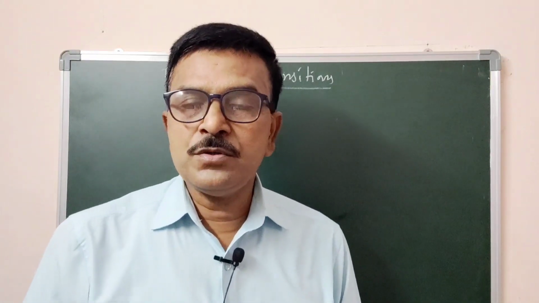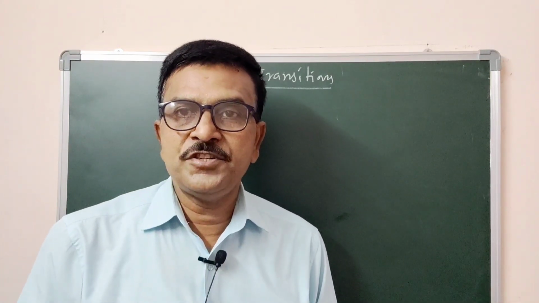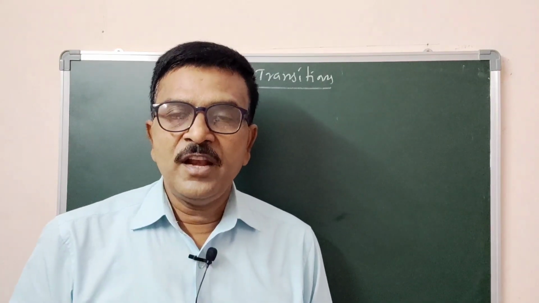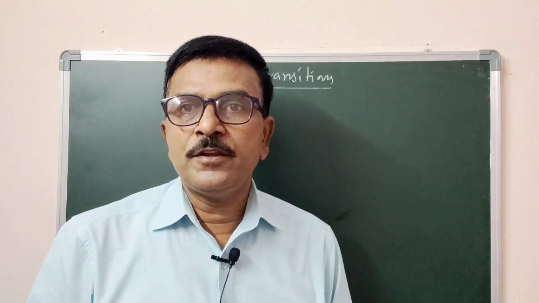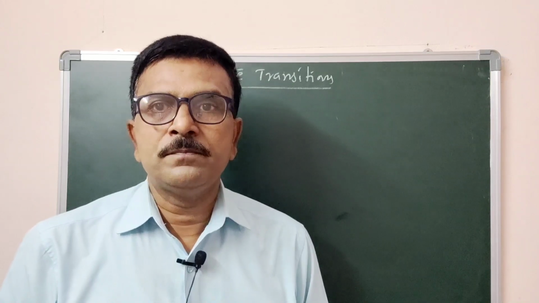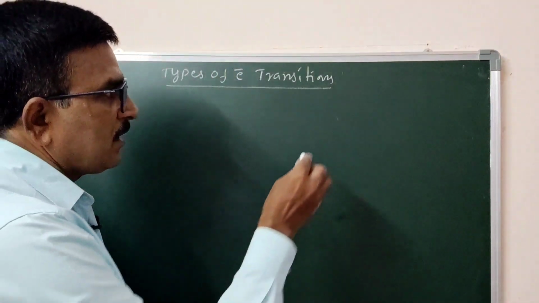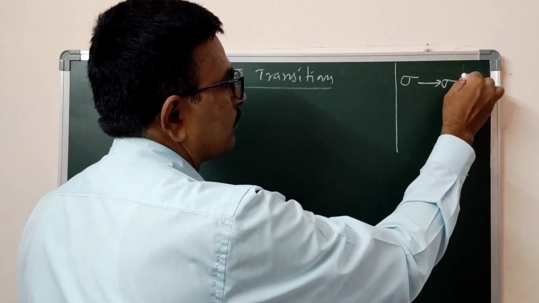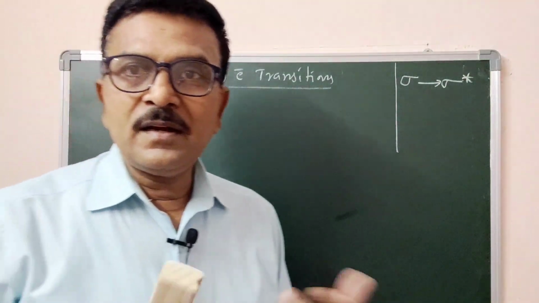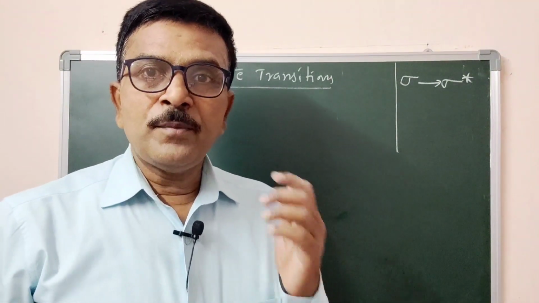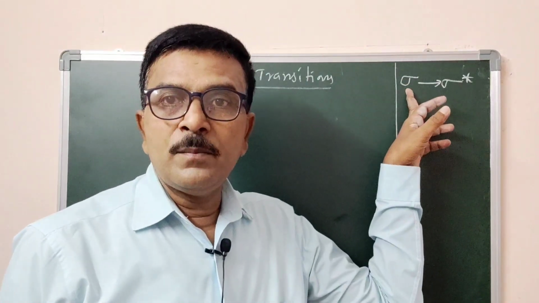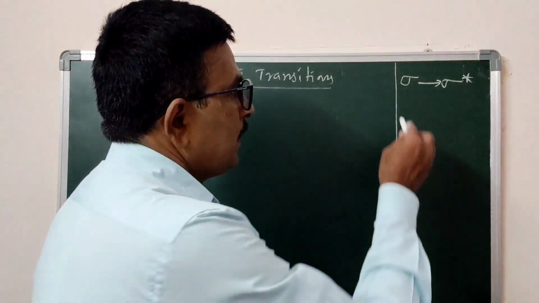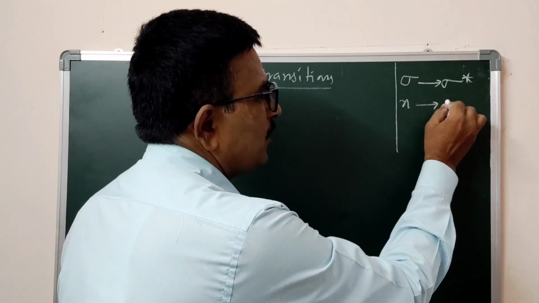According to the selection rules, 4 types of electronic transitions are possible for a molecule once it absorbs ultraviolet energy. They are, the electronic transitions may be sigma to sigma star. The electrons may undergo transition from the sigma bonding molecular orbital to the sigma anti-bonding molecular orbital. This is the first type.